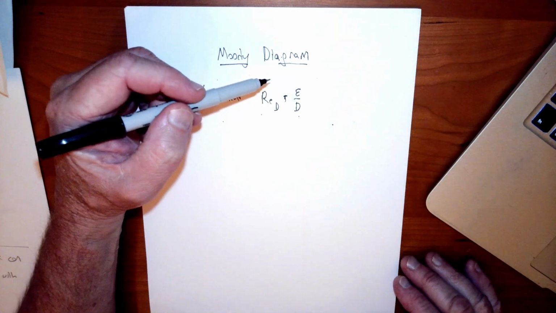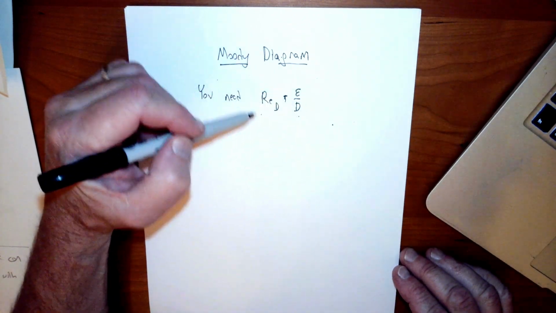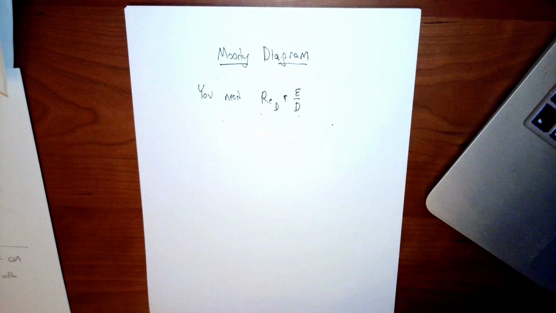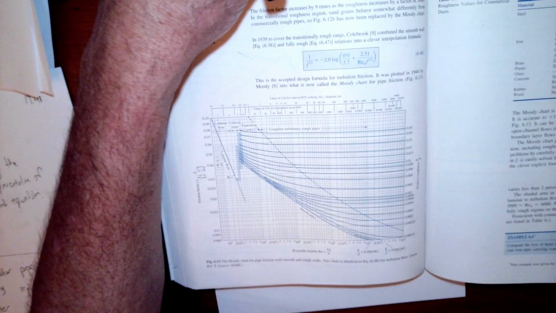So the Moody diagram is designed for circular pipes, and we'll talk in a second about how to modify it to account for non-circular things. But this is what the Moody diagram looks like. This is taken from a fluid mechanics book by Frank M. White, which we've used before for certain things. And here is what the Moody diagram actually looks like.